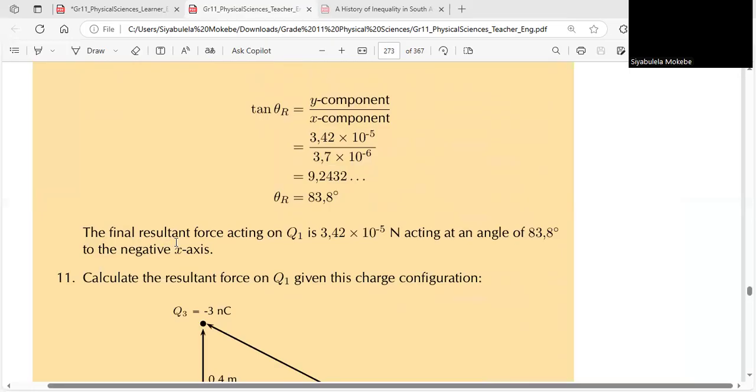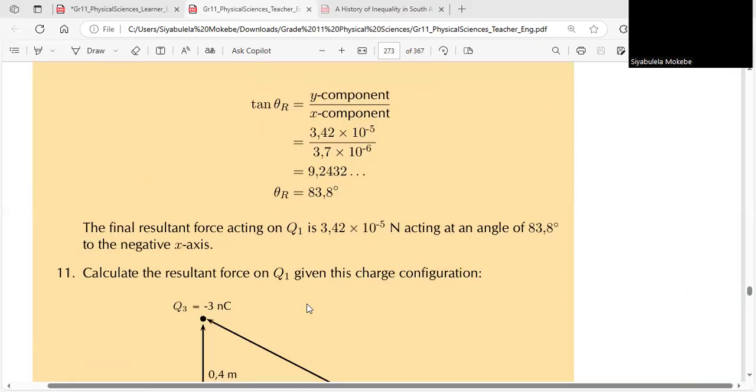The final resultant force acting on Q1 is 3.42 times 10 to the negative 5 newtons, acting at an angle of 83.8 to the negative x-axis.